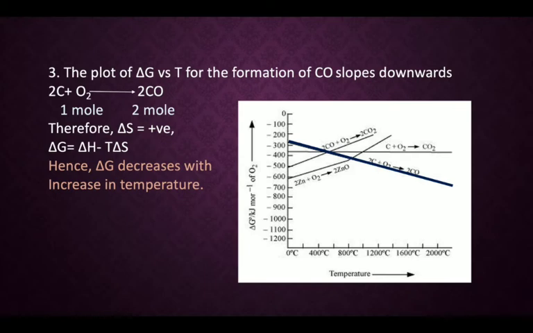If entropy increases, what happens to delta G? Delta G decreases. So we can see in this graph that this line slopes downwards, because in this reaction, entropy is increasing and hence delta G is decreasing.